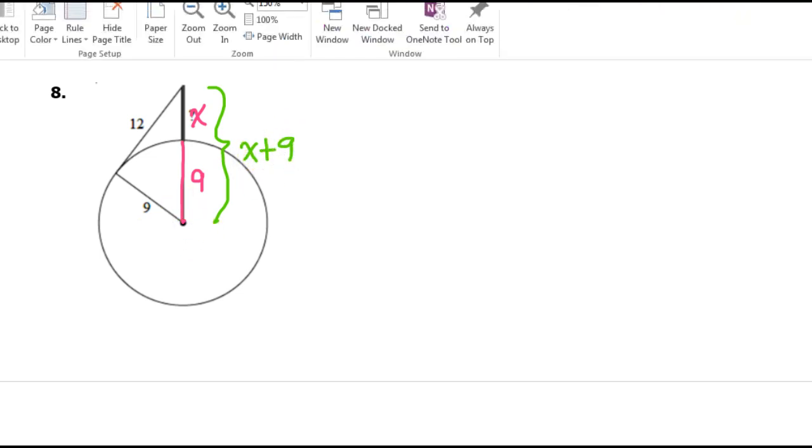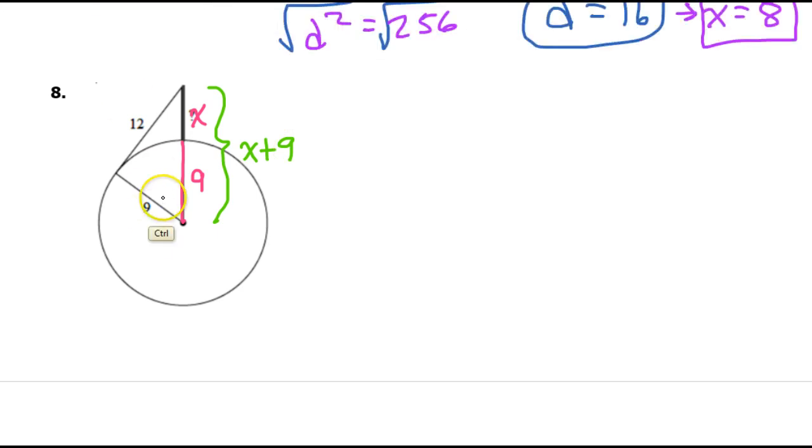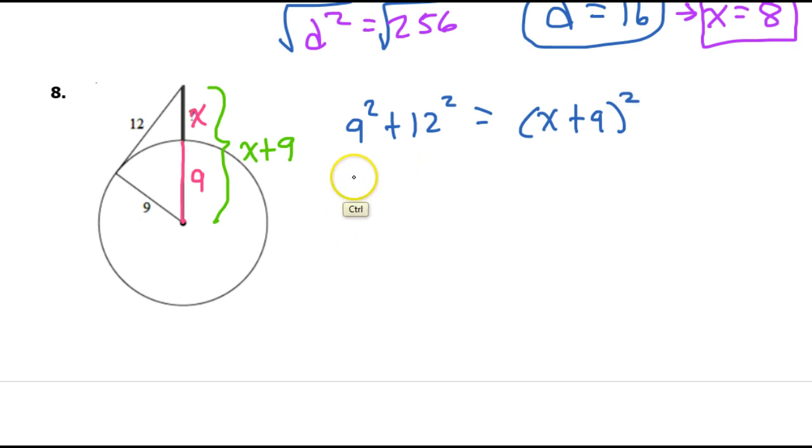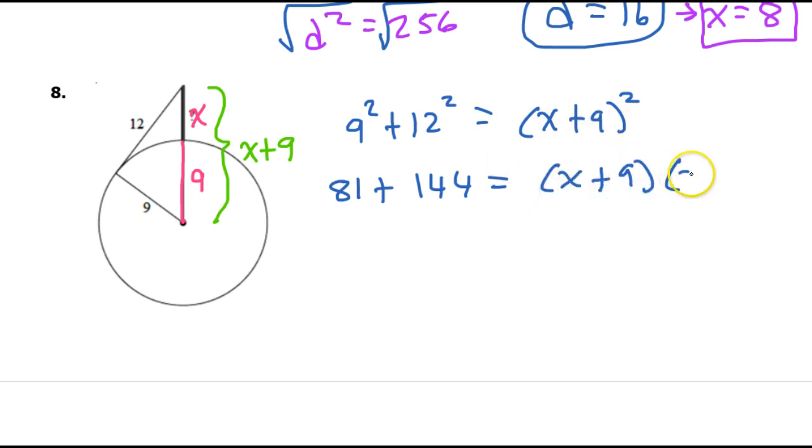So when I do my Pythagorean theorem, leg squared plus leg squared equals hypotenuse squared. That means 9 squared plus 12 squared is equal to x plus 9 squared. Interesting. So this is going to give me 81 plus 144 equals. Now be careful. A lot of students don't know how to square a binomial, a two-piece. You can't just do x squared plus 81. That's wrong. Squaring something means multiplying by itself. So x plus 9 squared means x plus 9 times x plus 9.